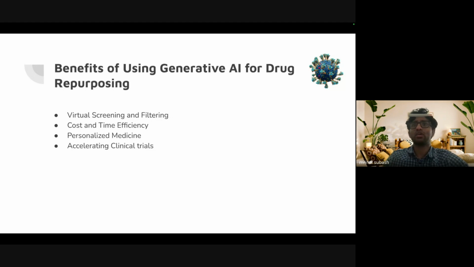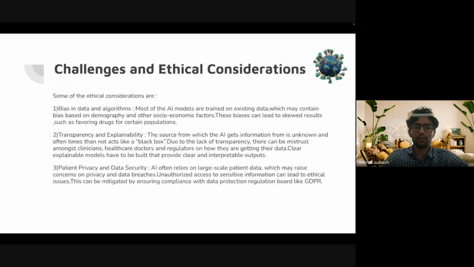Drugs can go through 3 or 4, or even in some cases 10 stages of failed clinical trials. So with the intervention of AI, we can reduce the number of these clinical trials and effectively bring a repurposed drug into the commercial markets for consumers to use. So these are some of the benefits of using generative AI for drug repurposing.